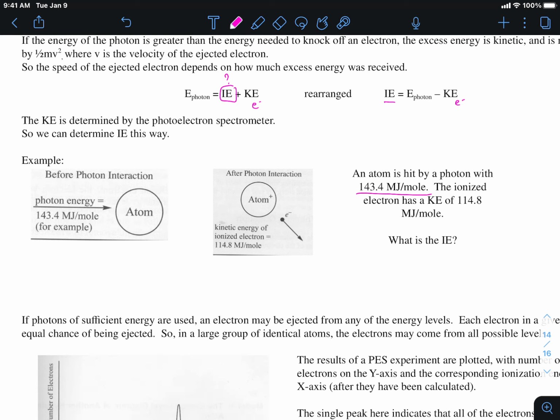So, first example, an atom is hit by a photon with this much energy. Okay, so this is the photon energy, E. The ionized electron has this much energy. This is the energy of the electron. What's the ionization energy? We subtract. So subtract. I don't want to do that in my head. Let's calculate that real quick. Okay, so in this case, the ionization energy is 28.6 megajoules per mole.